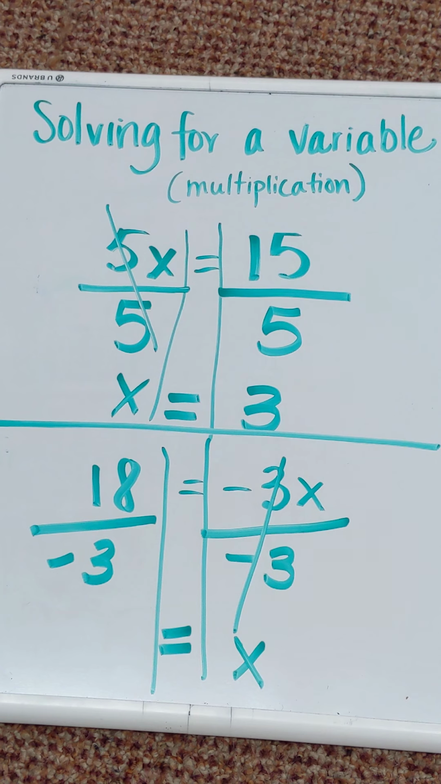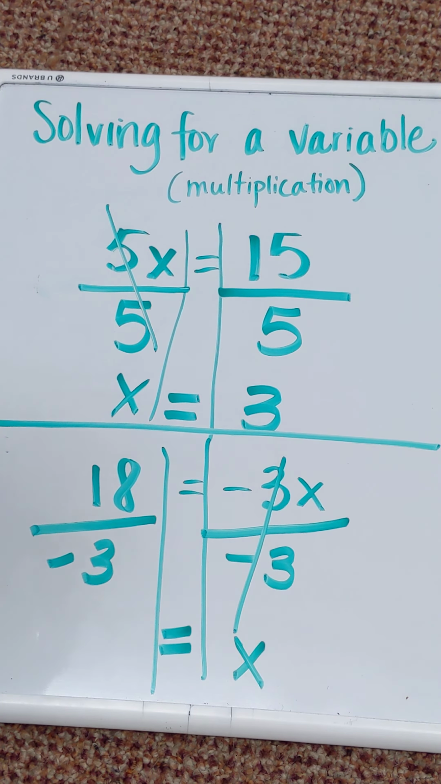So I have to think, negative 3 times what equals positive 18? And if you remember, a negative times a negative equals a positive. So I know my answer is going to be negative. And I have to think 18 divided by 3. 3 times 6 is 18. So my answer is going to be negative 6.